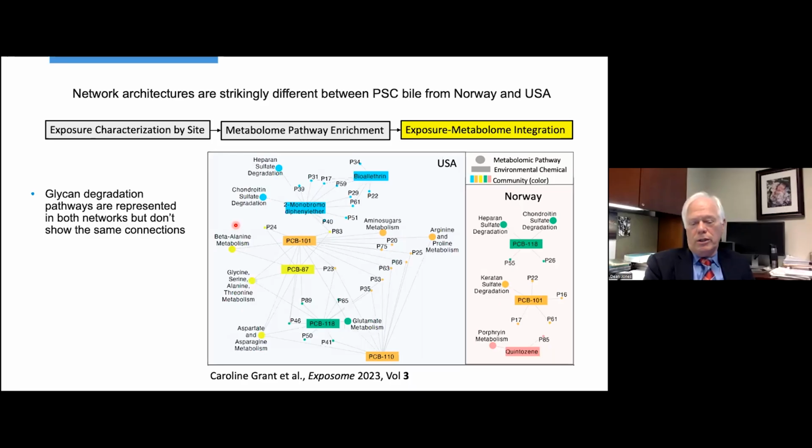Populations are small here. These are small numbers, so we don't know how representative this is, even of the Norwegian and US populations. But the main point is geography is important, and geography is important in an integrative way, and we really have to map that out.